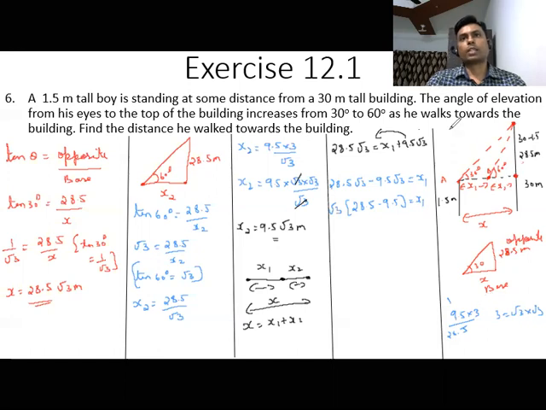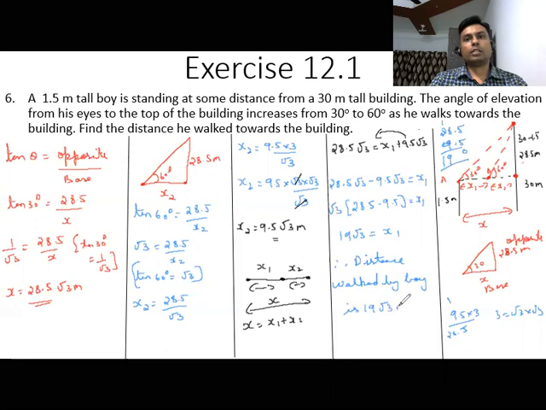28.5 minus 9.5 is 19. You can check that. I'll write it here. 28.5 minus 9.5. 5 minus 5 is 0. Here carry 1. 18 minus 9, 9. 1 remains as it is. So it's 19. So 19 root 3 is equal to x1. Therefore, the distance walked by the boy is 19 root 3 meters. This is the distance. So very simple.